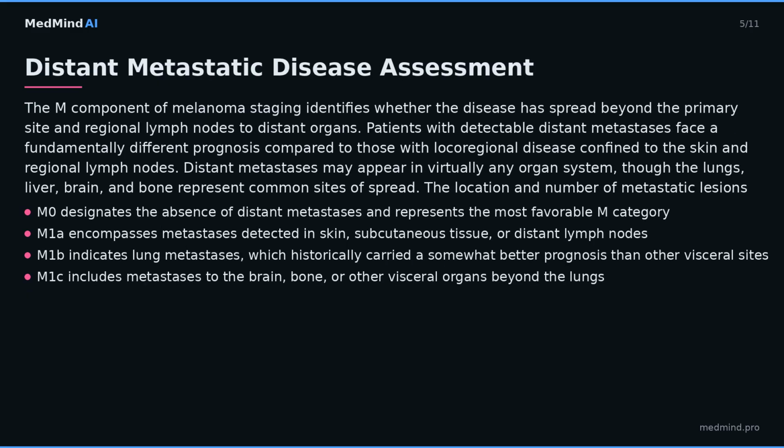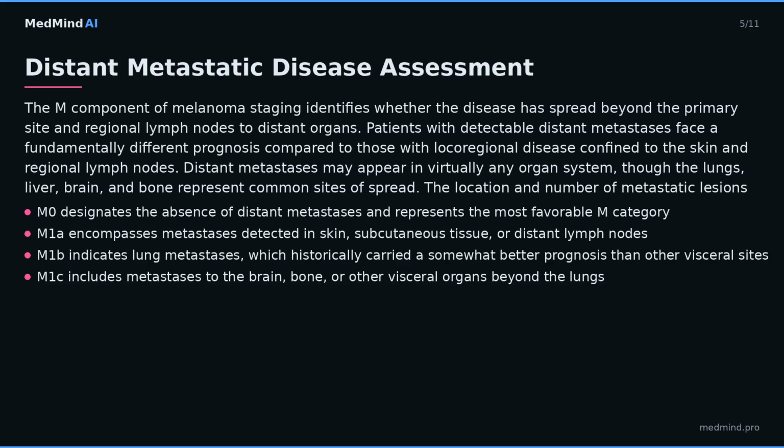Distant metastatic disease assessment. The M component of melanoma staging identifies whether the disease has spread beyond the primary site and regional lymph nodes to distant organs. Patients with detectable distant metastases face a fundamentally different prognosis compared to those with locoregional disease confined to the skin and regional lymph nodes. Distant metastases may appear in virtually any organ system, though the lungs, liver, brain, and bone represent common sites of spread.